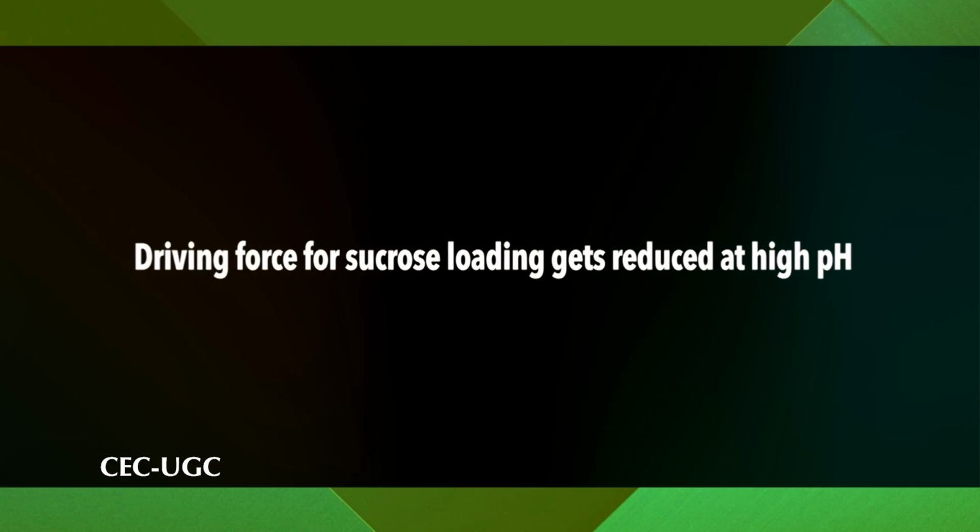It has been observed that high pH, meaning low H+ concentration in the apoplast, reduces sugar uptake in plants. This is due to a reduction in the magnitude of the H+ ion concentration gradient. In other words, the driving force for sucrose loading gets reduced at high pH.